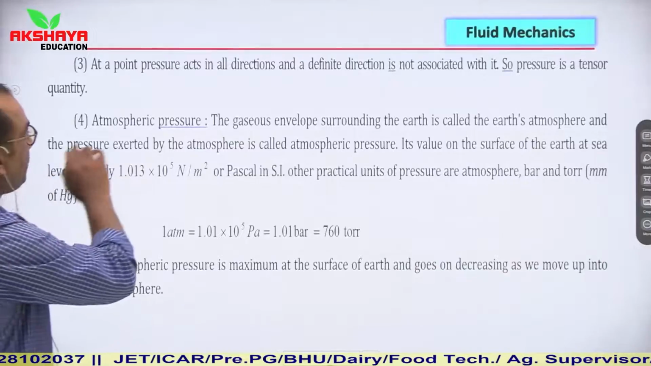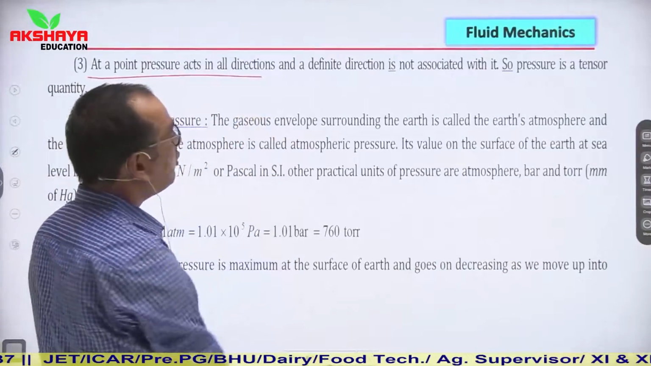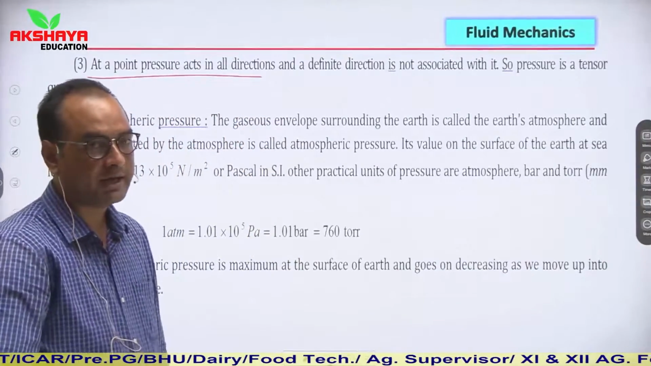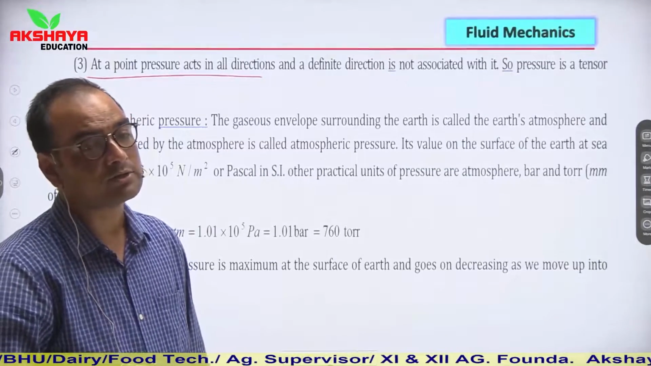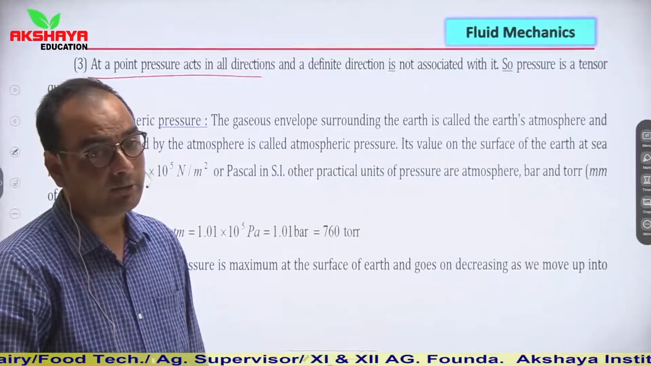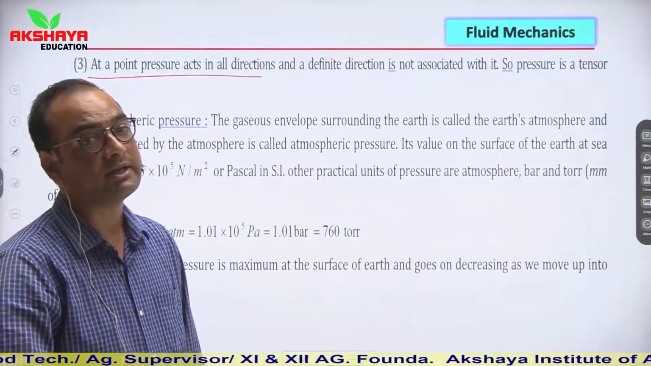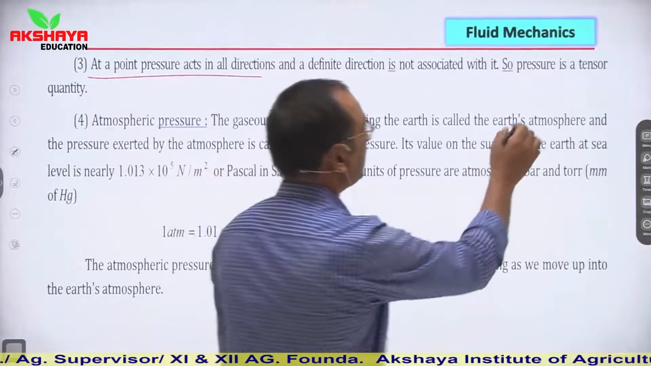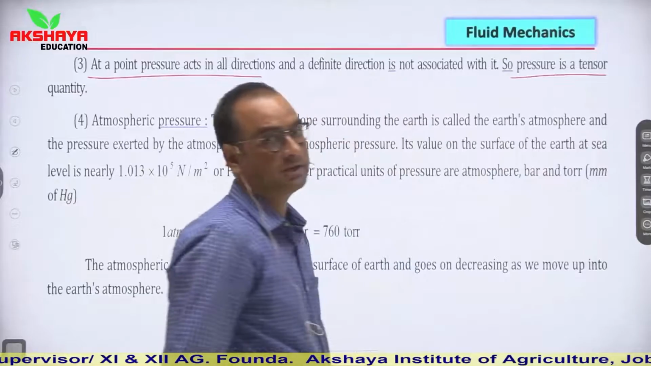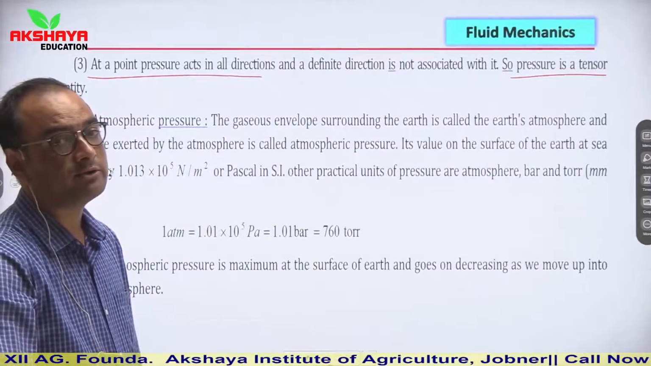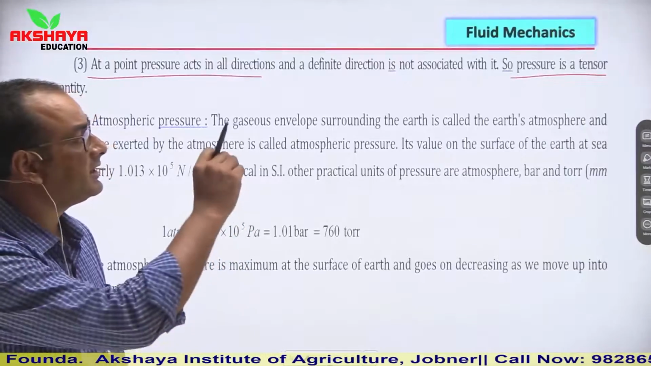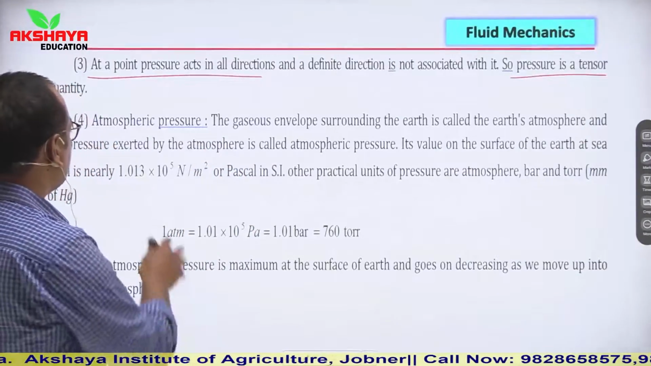Now at a point, pressure acts in all directions. If we talk about the directional property of pressure, then it acts in all directions, so we cannot predict a particular direction. Hence we say that pressure is a tensor quantity, neither scalar nor vector. It has different magnitudes in different directions.